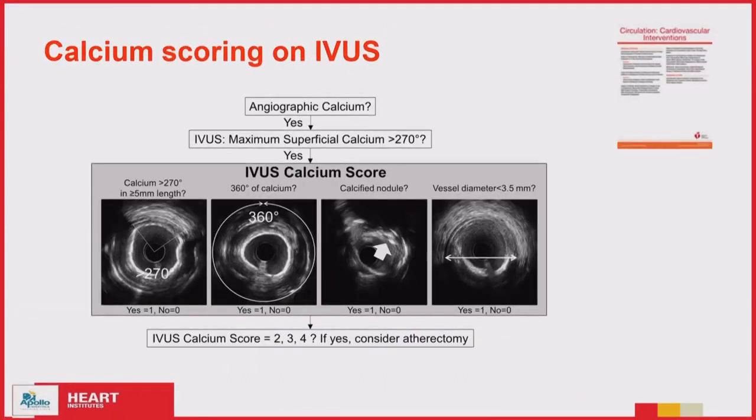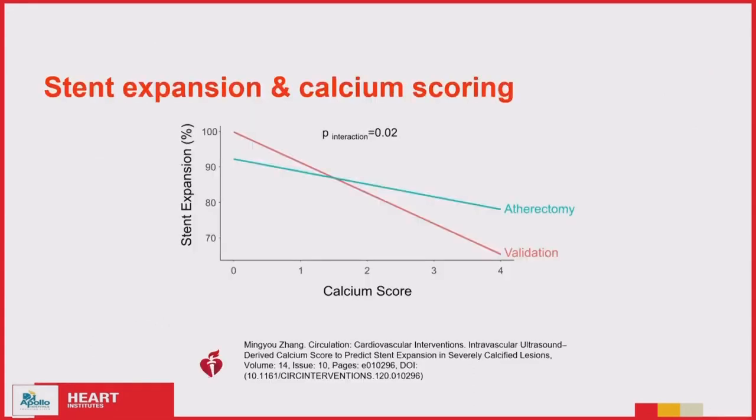Now, this calcium score has been hinted upon, and it is a score from 0 up to 4. Anything more than 2, you need to debulk it. If the calcium is more than 270 degrees, or the length is more than 5 millimeters, or it is 360 degrees, or if there is a calcium nodule, or the vessel diameter is less than 3.5, you give each of them 1 mark. It has been shown that stent expansion depends on the degree of calcium, and so there you need to think of an atherectomy.